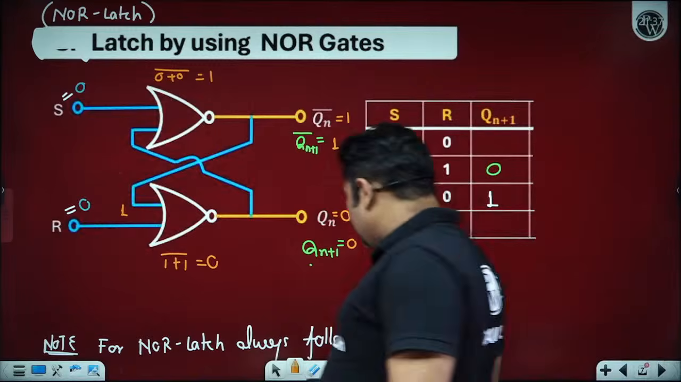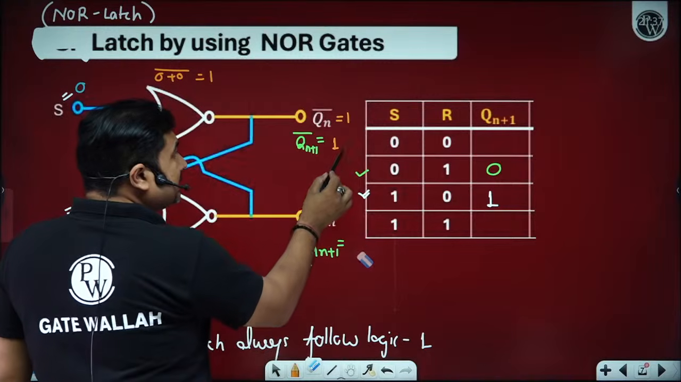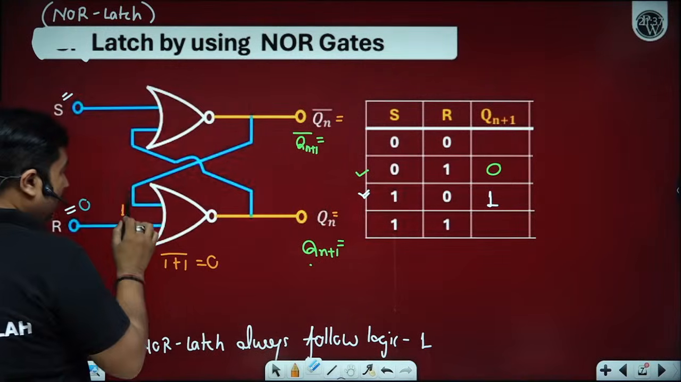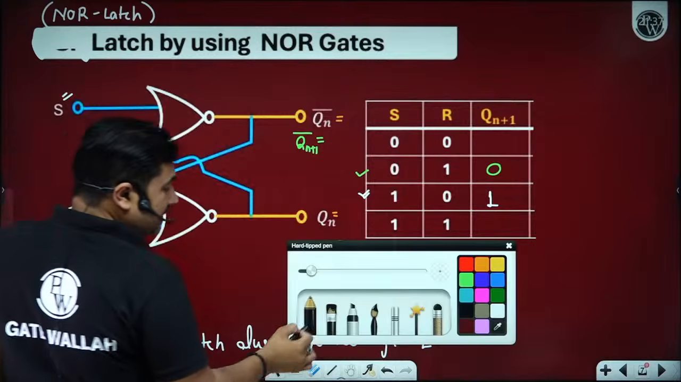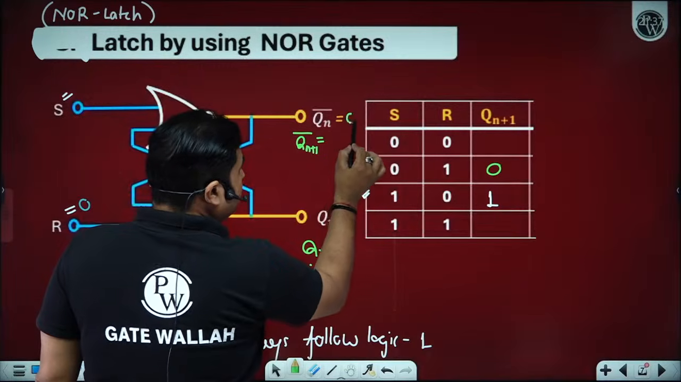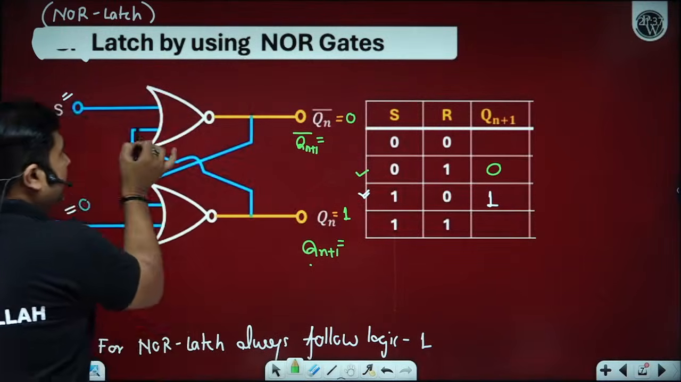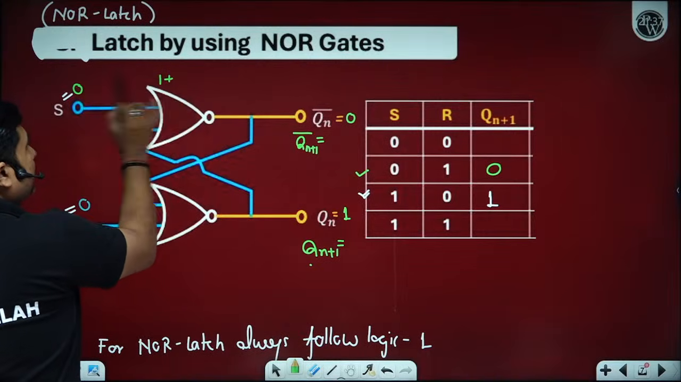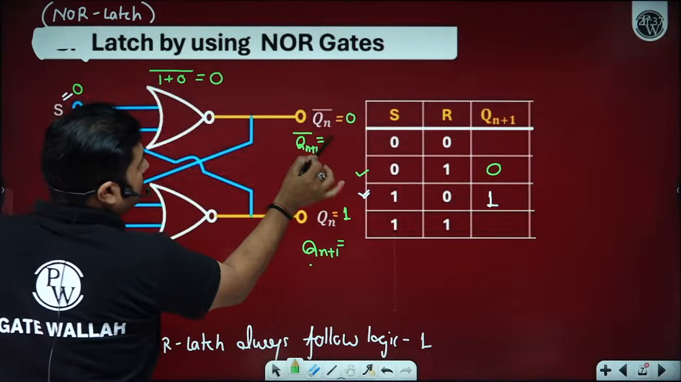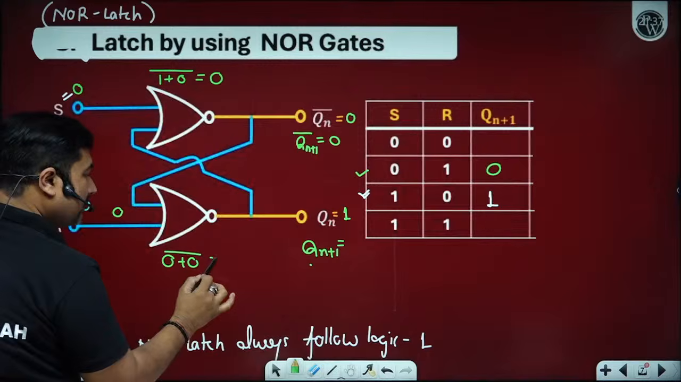There is one more possibility. Please observe. Maybe before applying S equals 0, R equals 0, your previous state is 0, 1. So in this case, what happened? This 1 will come here. 1 plus 0, complement. 1 plus anything is 1, its complement is 0. So we are getting 0. 0 will reach here. 0 plus 0, its complement will become 1.